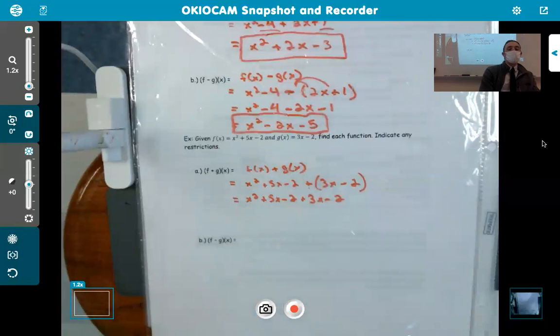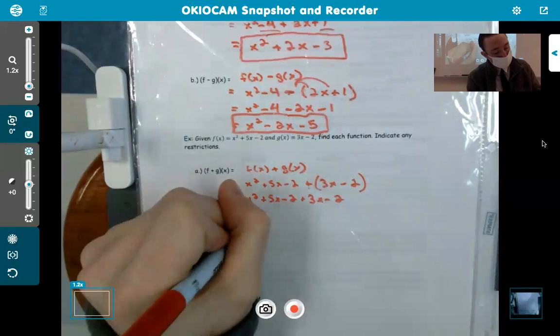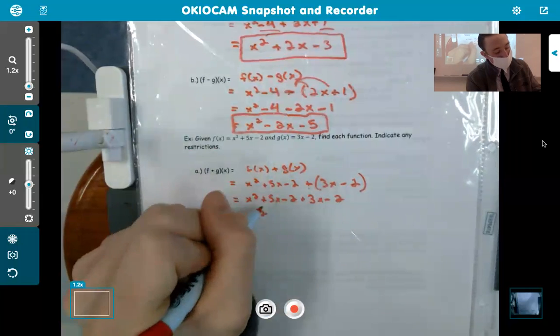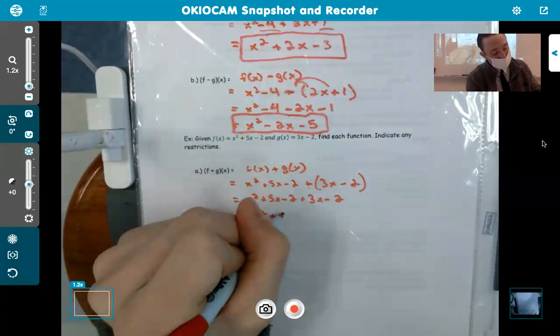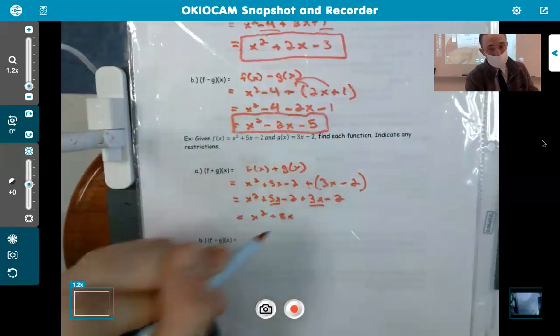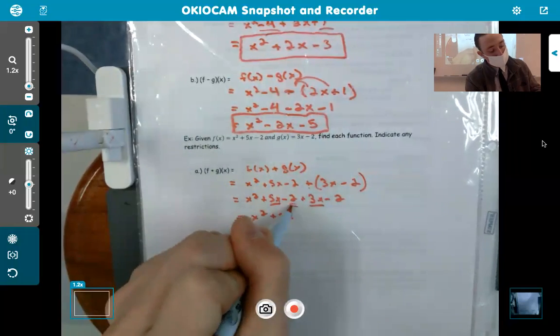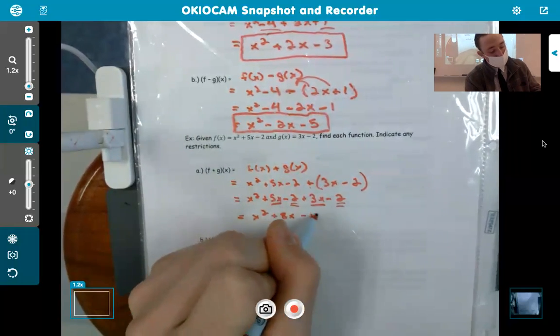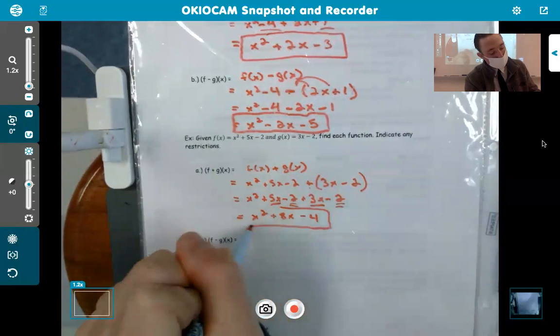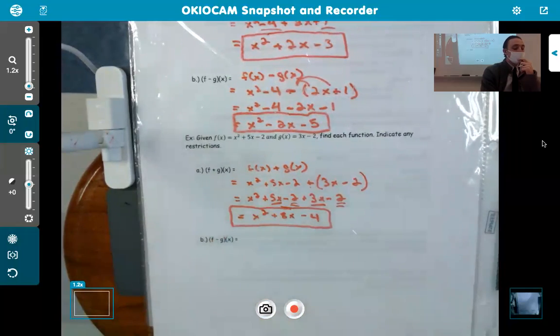What happens when I combine like terms here? So what would be my final expression after I combine like terms, Jake? Good. So x squared plus 8x from the 5x and the 3x. And then the -2 minus the 2 is going to give me a -4. So when I add those two functions together, that is what my final answer is.